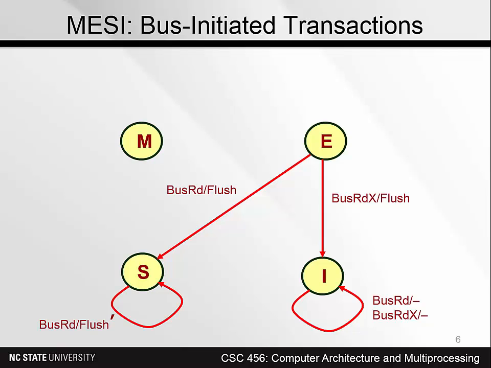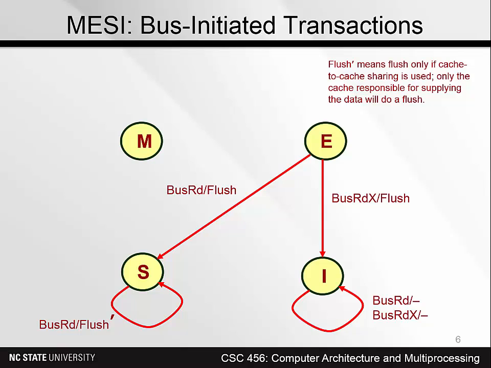If a line is in state S and another processor reads it, it stays in state S. In this situation, some protocols supply the block from memory, others depend on the processor to send the data. If the protocol is a cache-to-cache sharing protocol, it is the cache's responsibility to do the flush. So it flushes the line onto the bus where it's picked up by the requesting processor. The prime after flush indicates that this is only done in a cache-to-cache sharing protocol.